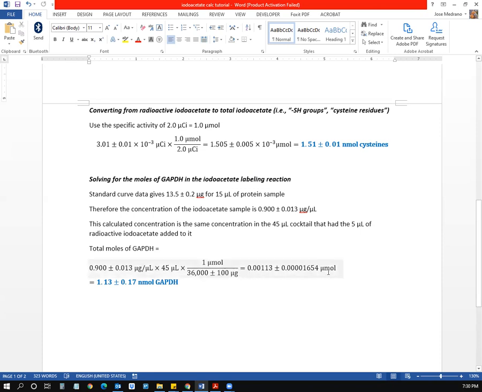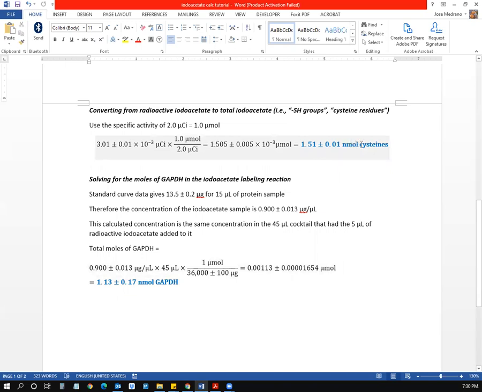And of course, here's the calculated answer that I would just copy down with all the digits for completeness. But then I'm doing two steps on the next part. One step is rounding down in accordance with significant figures. And at the same time, I'm converting micromoles to nanomoles of GAPDH. So once we know what our nanomoles of GAPDH is in our iodoacetate reaction, and we know how many nanomoles of cysteines we detected, now we can set up this ratio.